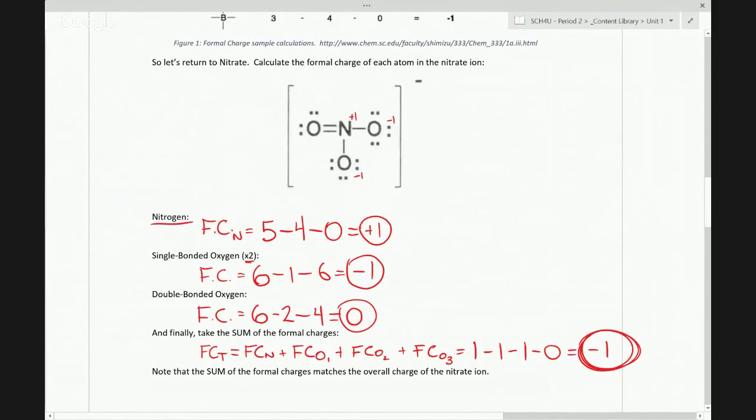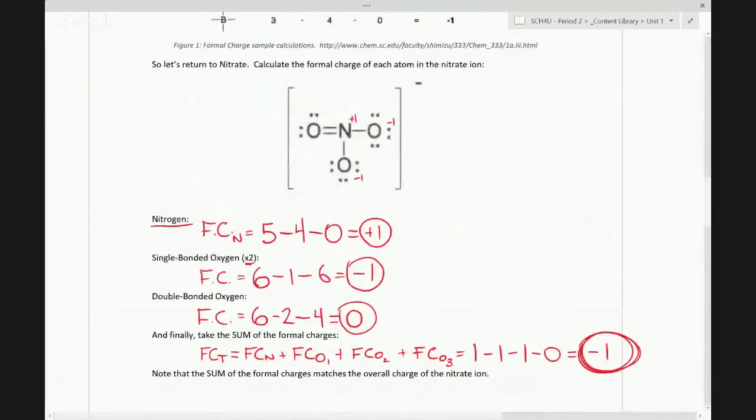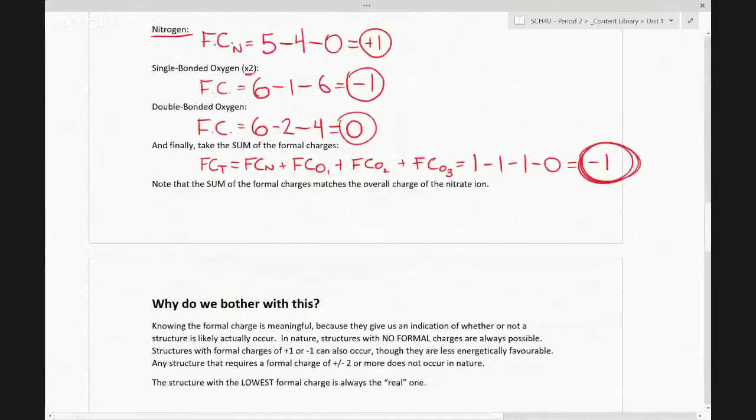We say that this oxygen has a charge of -1. That's canceled by the +1 of nitrogen. But this oxygen also has a -1. And so overall, the entire thing is -1. So anytime you take the sum of the formal charges, it should equal the overall charge of the ion.